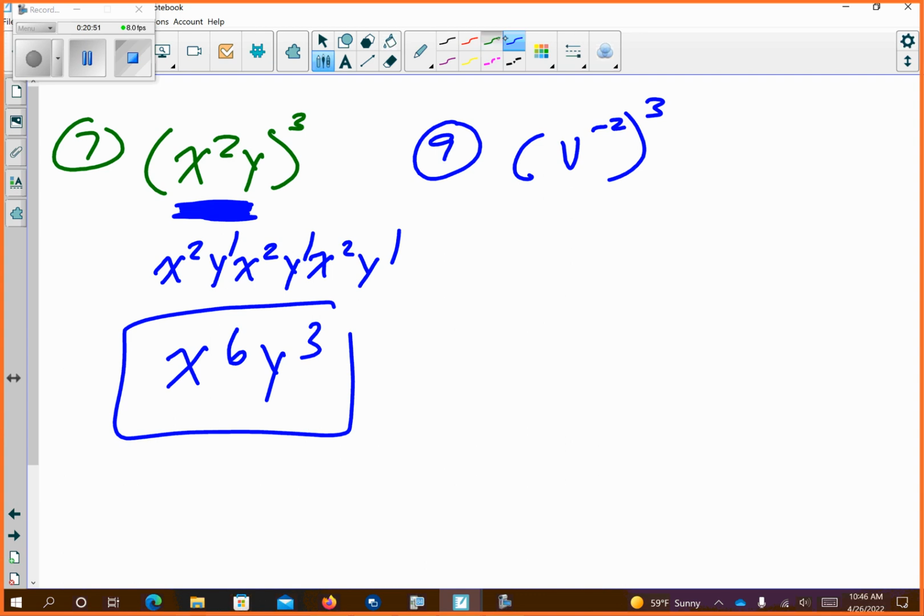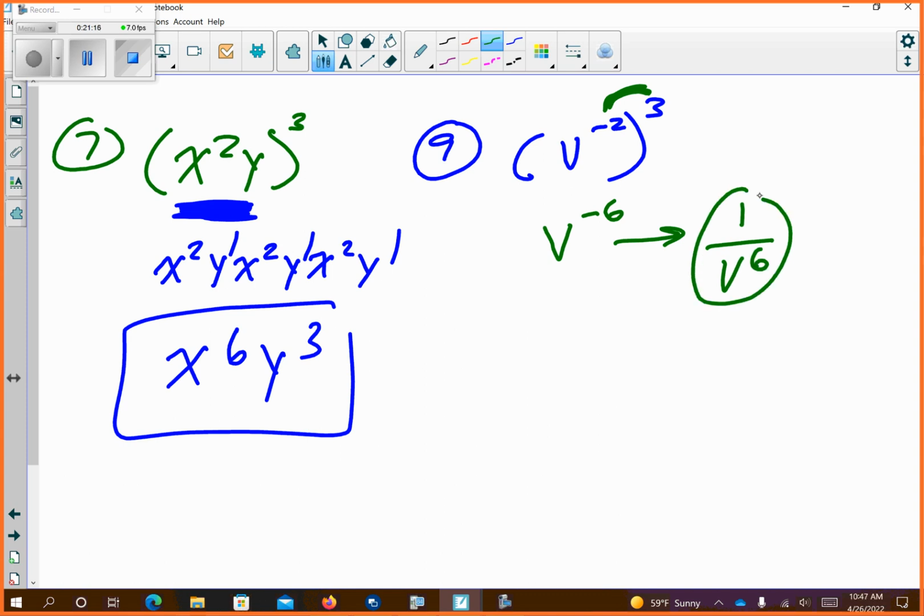All right. So let's multiply these together. What do I get if I multiply those together? -6. If we have a negative exponent, what do we want to do with it? Yeah, it's going to move down.